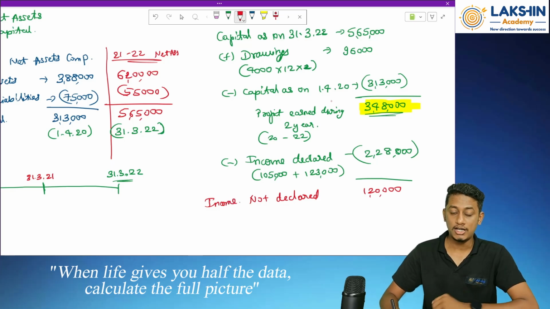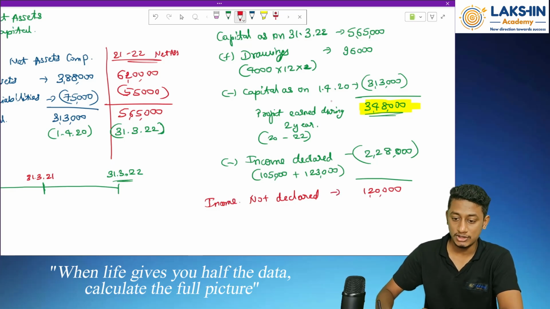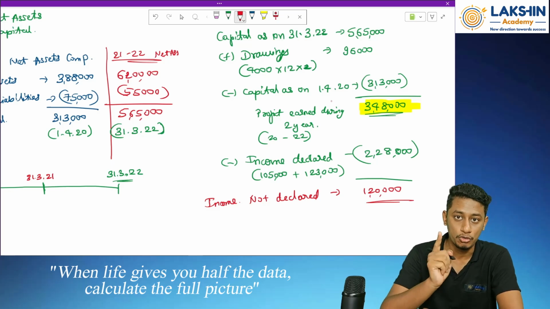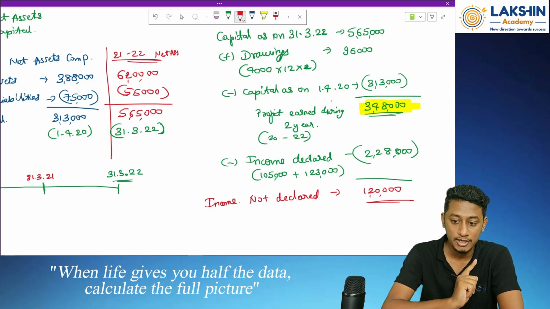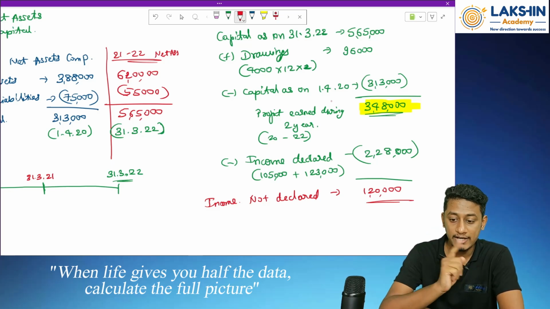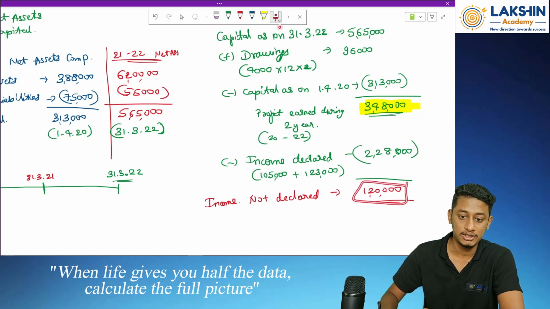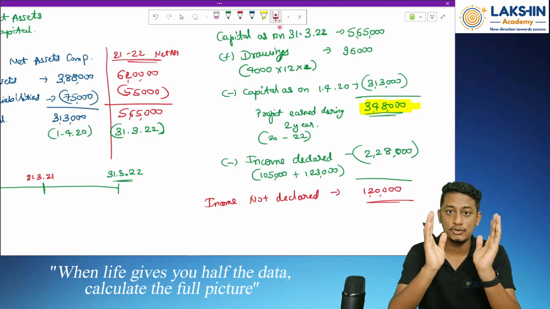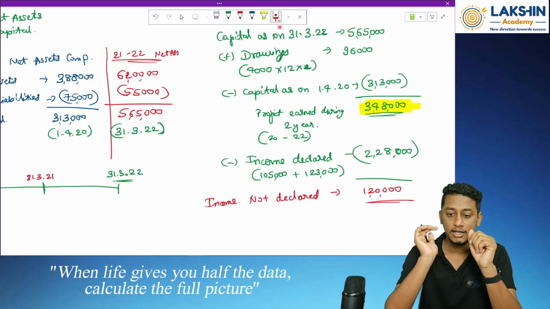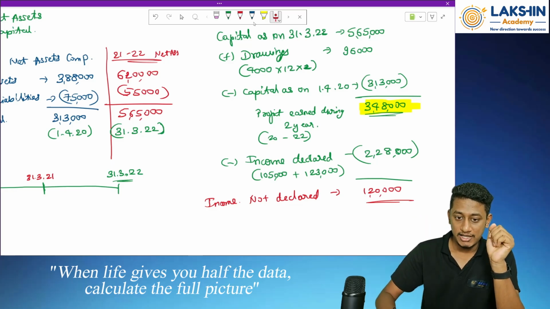Income that is not declared by Srimurti. So the income tax officer's contention was true, that full income is not declared by him. So he has evaded tax on income of rupees 1,20,000. Okay, this is how you find out. So this is how you need to use your brains. Clear? See, the only tricky part here might be this part.